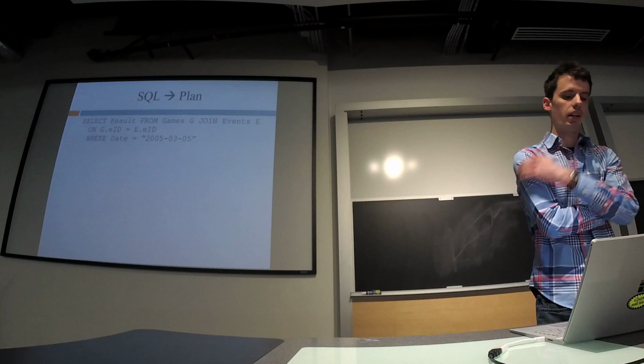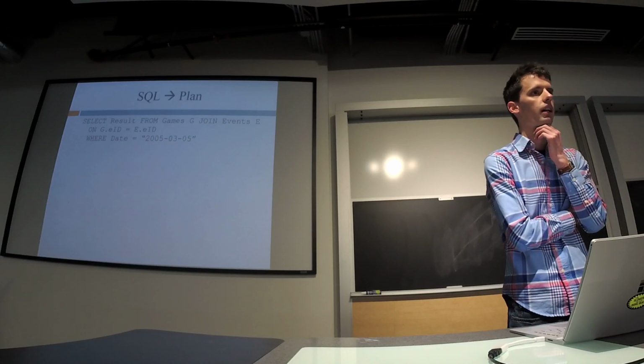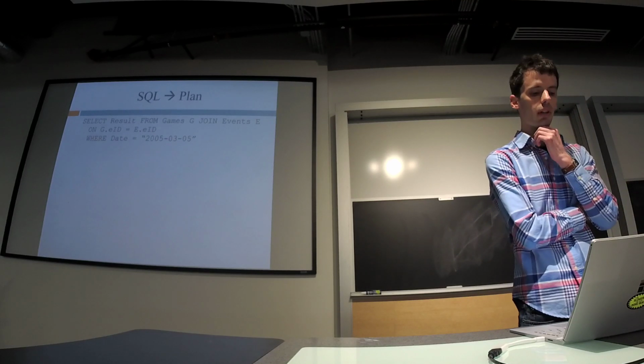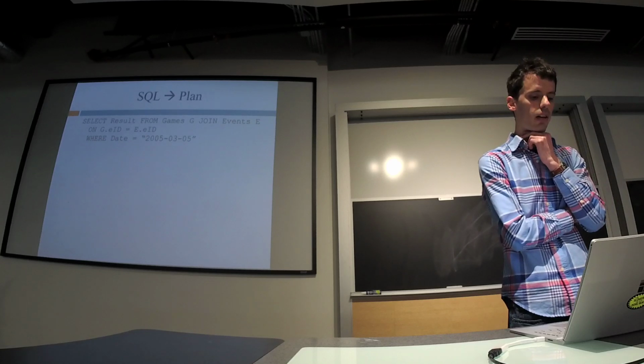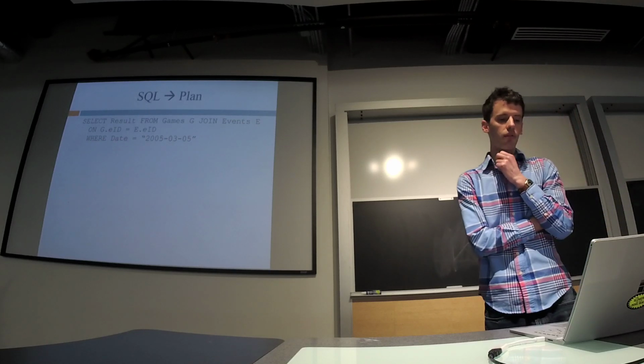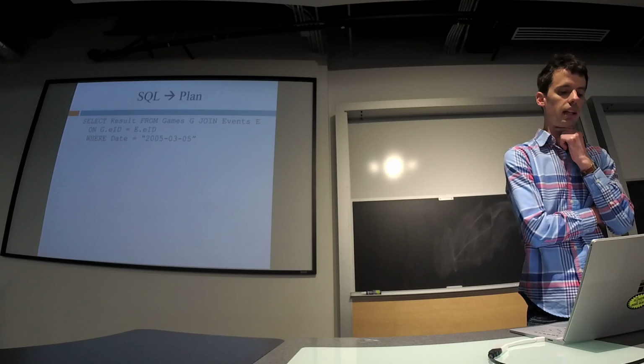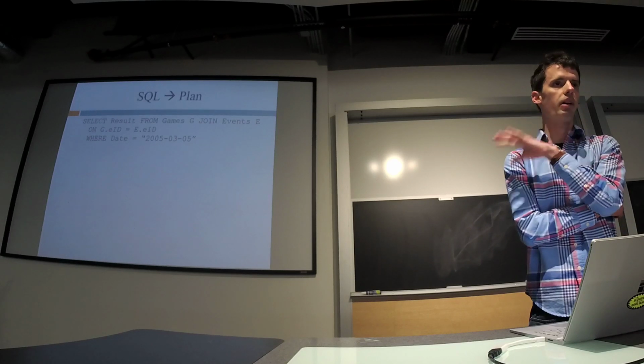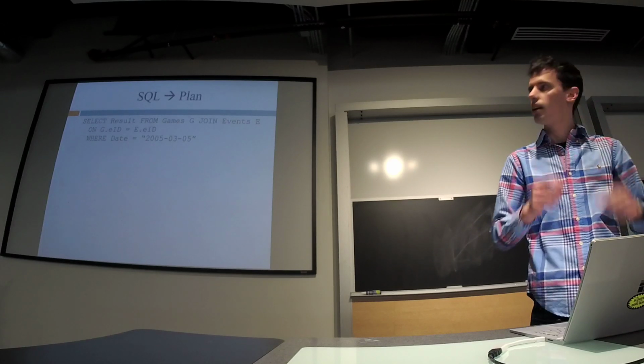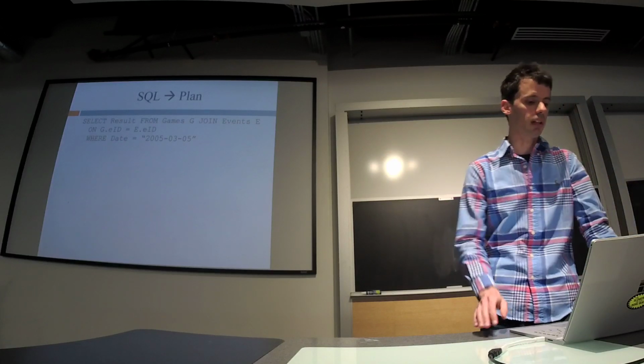Okay, so let's look at another, slightly more interesting query, because I have a join in here now. Select result from games G join events E. I'm just renaming them so that I can use G and E in a diagram that we'll see in a second.